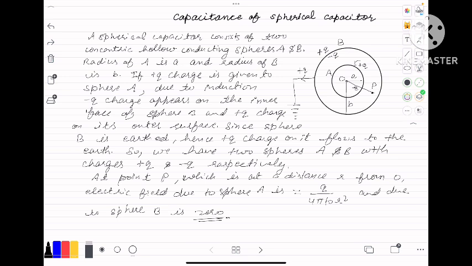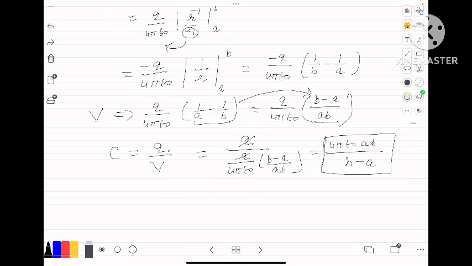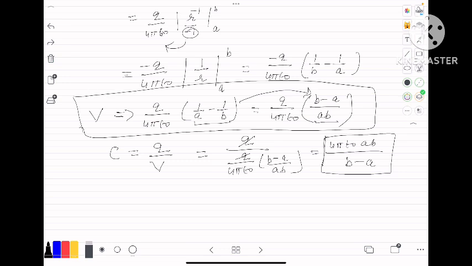Due to these two charges on A and B, a potential difference exists between them, which we calculated. V is equal to VA minus VB equal to integral A to B E dR. And the final value for the potential is Q upon 4 pi epsilon naught into B minus A upon AB. So the capacitance, which is given by Q upon V, is equal to 4 pi epsilon naught AB upon B minus A.